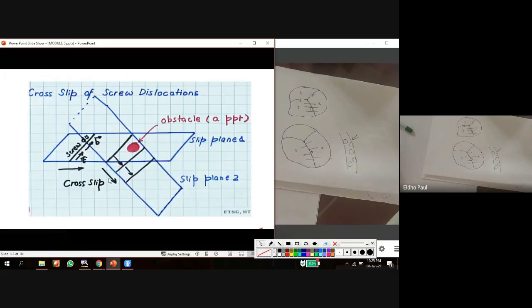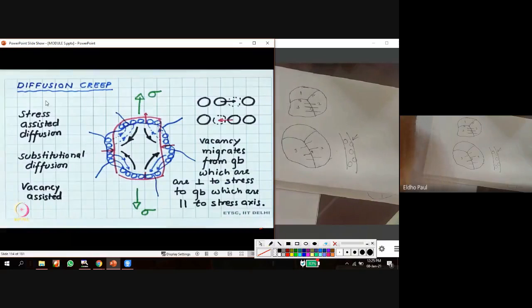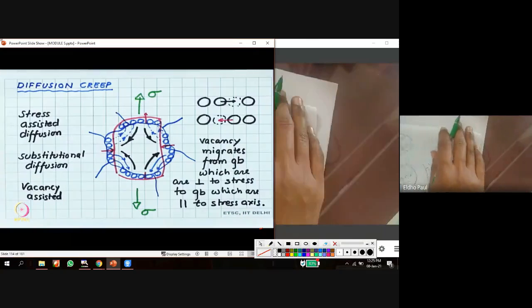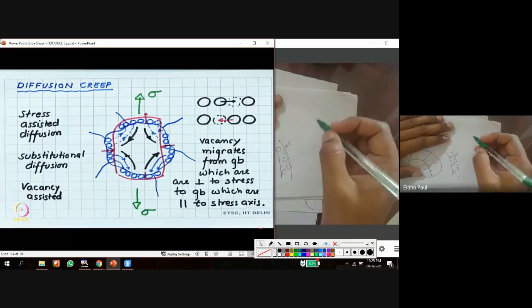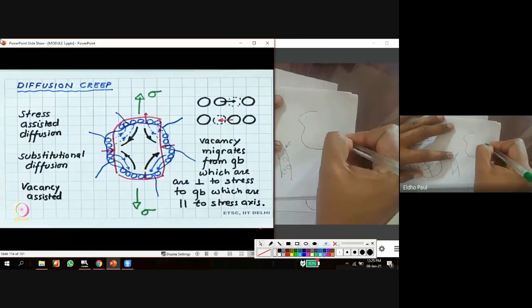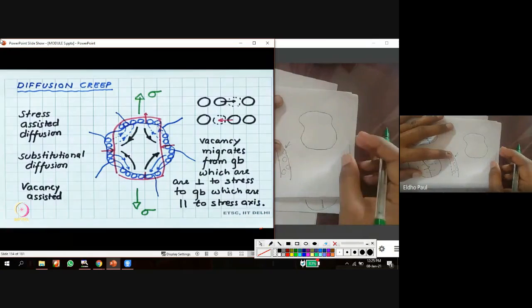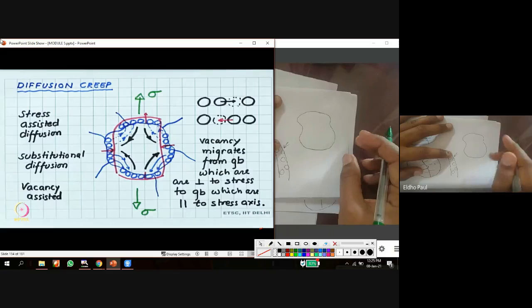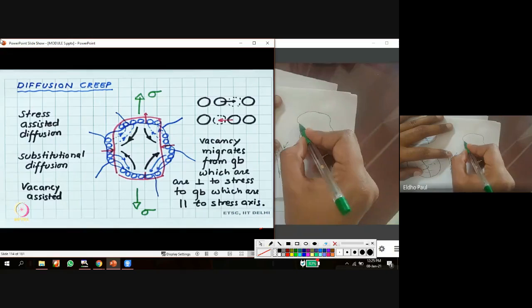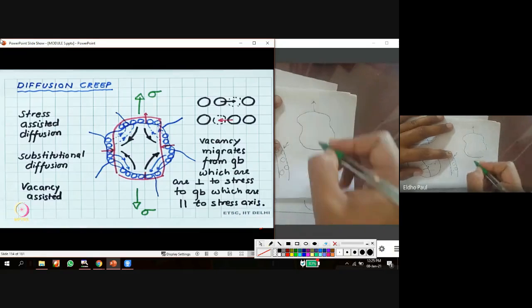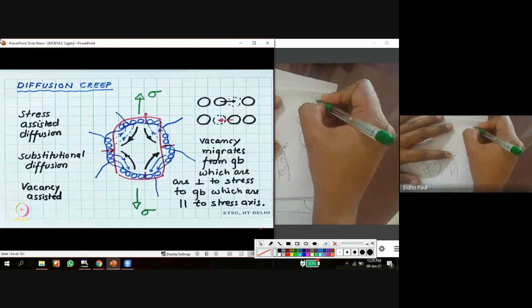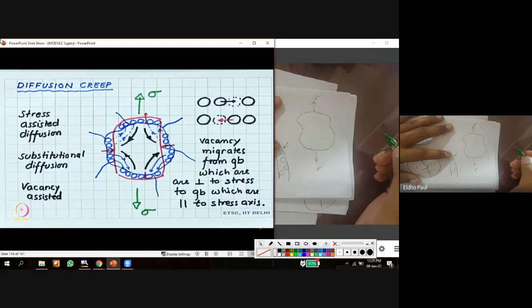And the third one is diffusion. Diffusion is the third deformation mechanism. In case of diffusion, what happens is, so this is my grain. Okay, in this grain, I am applying a tensile load here. A constant tensile load is applied here.